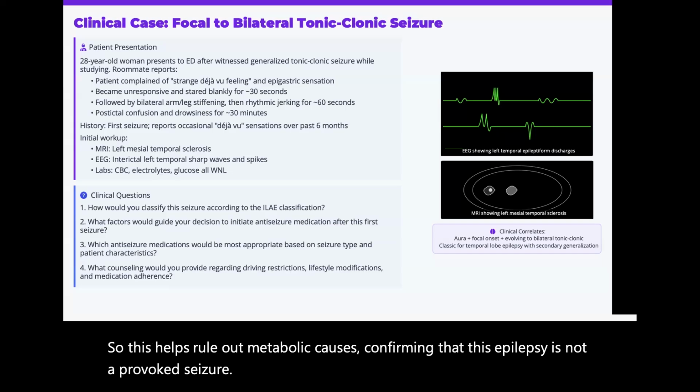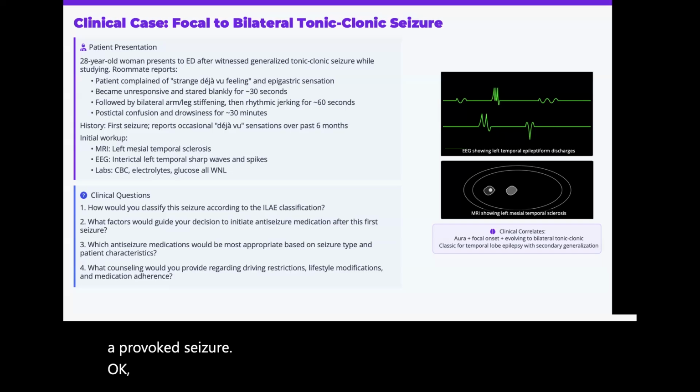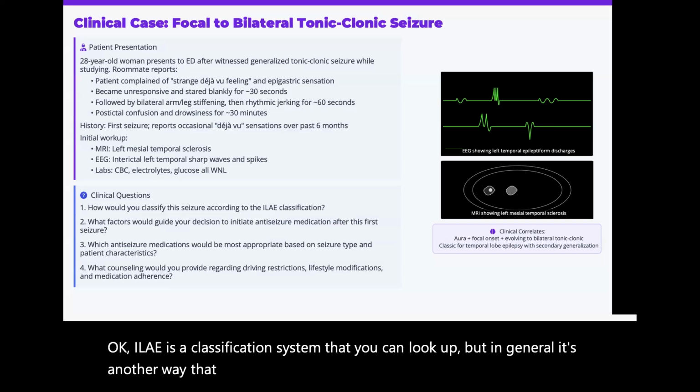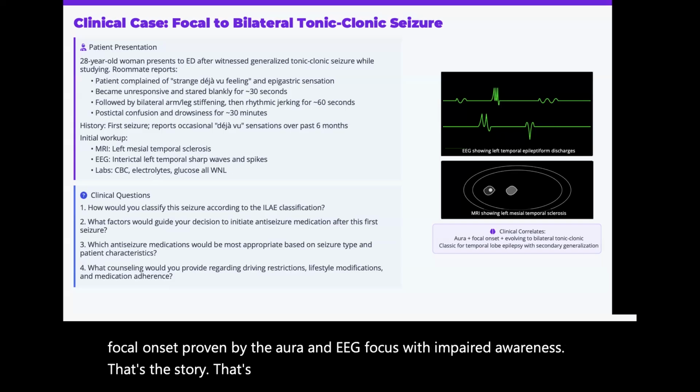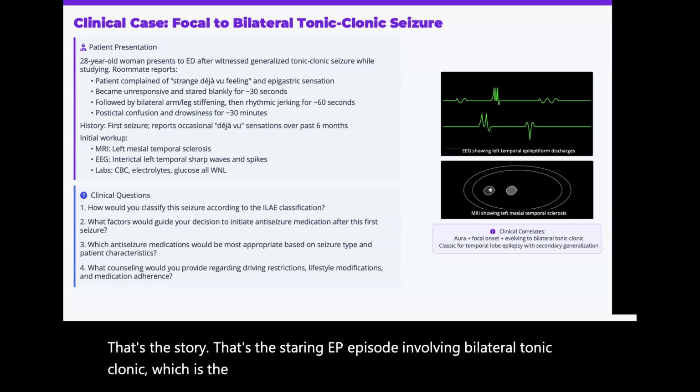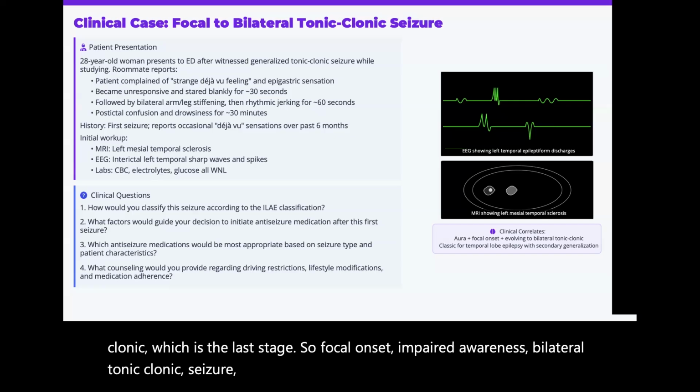Okay, ILAE is a classification system that you can look up, but in general, it's another way that we classify seizures. What you're seeing here is a focal onset, proven by the aura and EEG focus, with impaired awareness. That's the staring episode, involving bilateral tonic-clonic, which is the last stage. So: focal onset, impaired awareness, bilateral tonic-clonic seizure. The distinction matters because the treatment follows.